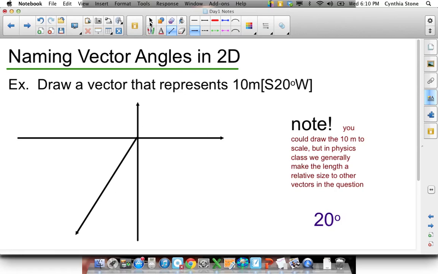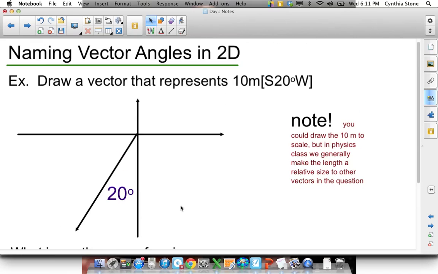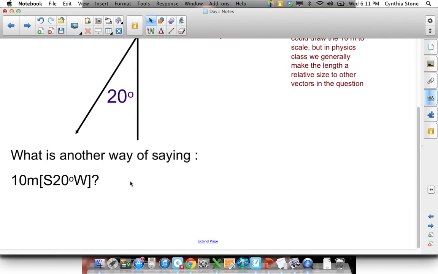And then how do I know where to put the angle? Well, if I read that, I'm going to sort of think it through just as I'm saying it. South is down here, and then 20 degrees to the west. So my 20 degrees is going to go right here. Okay? Draw a vector that represents 10 meters south, 20 degrees west. Again, I know I'm going too fast for you to copy with me. You can always pause.